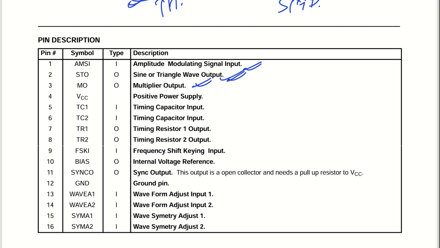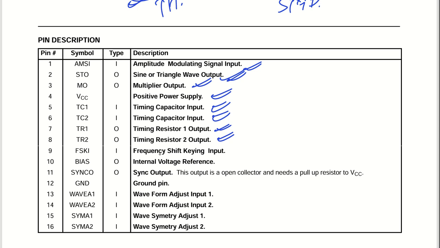We have the VCC pin, which is the power supply pin. We have TC1, that is timing capacitor 1 input, and timing capacitor 2 input. We have a resistor, which will be used for your timing, and resistor 2. So two capacitors and two resistors are there to do the timings, right?